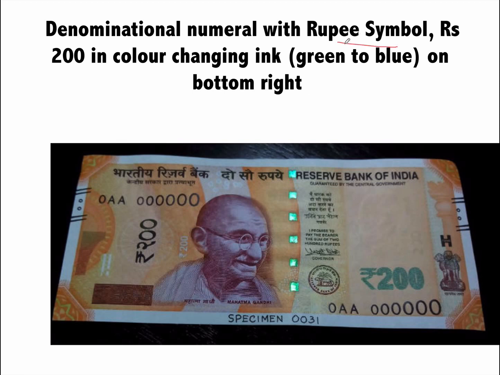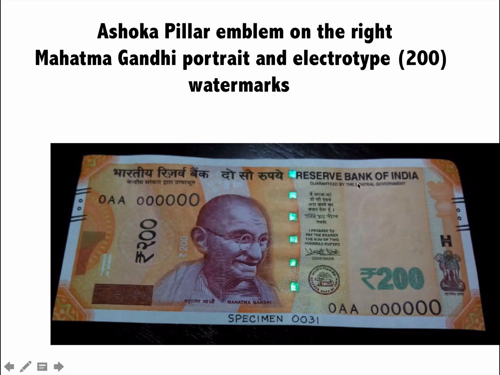The denominational numeral with rupee symbol, rupees 200, is also written in color changing ink, again towards the right hand side. Look here. It is green as you can see here, but if you tilt the note, it will become blue. So this is on the bottom right, and this is also a safety feature. Ashoka pillar emblem on the right side and Mahatma Gandhi portrait and electrotype watermark is also there.